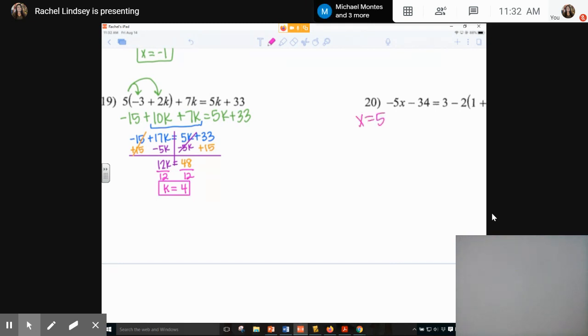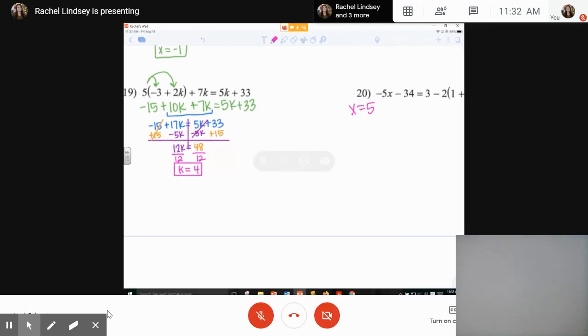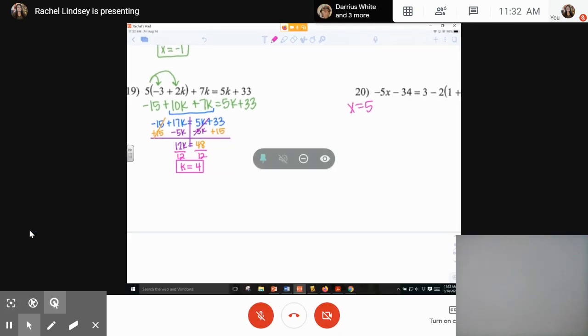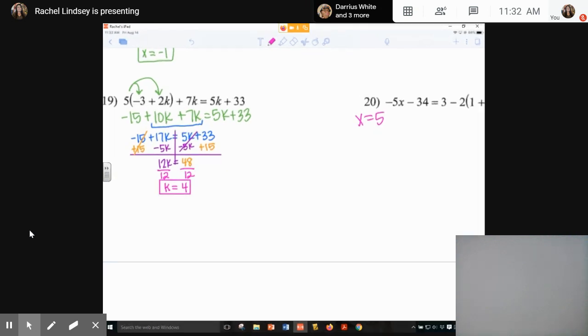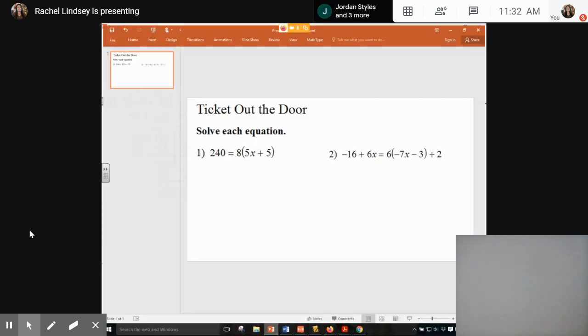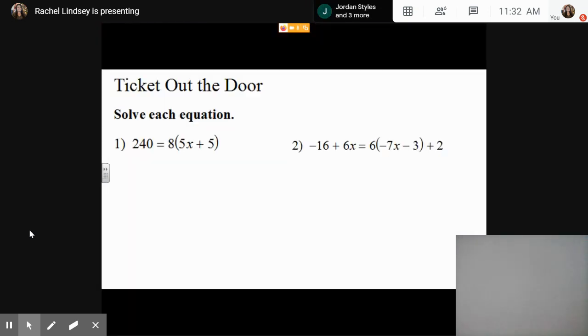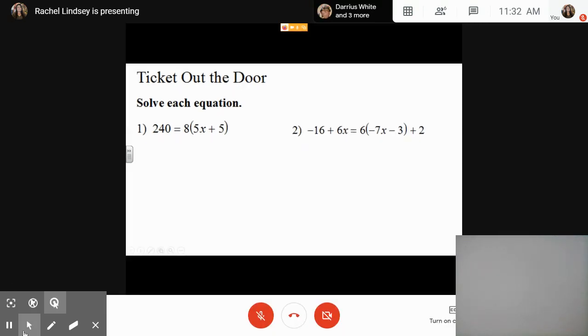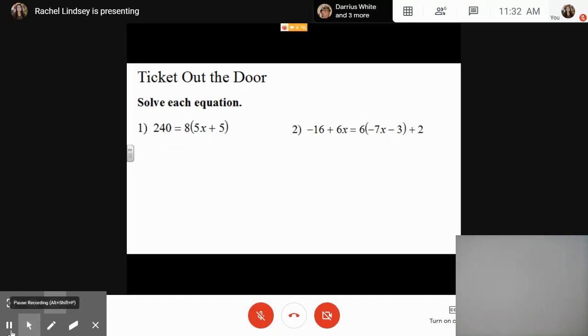So we're going to do a ticket out the door real quick. Go ahead and get out a piece of paper real fast. I want y'all to do these problems real quick. So write your name on it, write ticket out the door. When you get done with it, put it in the box on the bookshelf. If you need a piece of paper, I can give you one. But just do these 2 problems real quick. And then when you get done, turn it in the basket, and we will be done for the day.